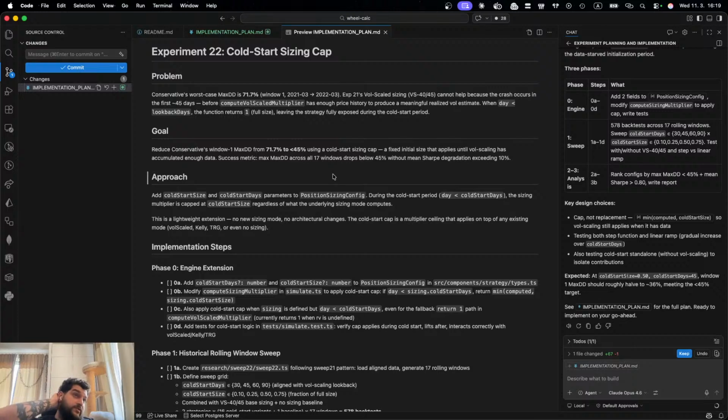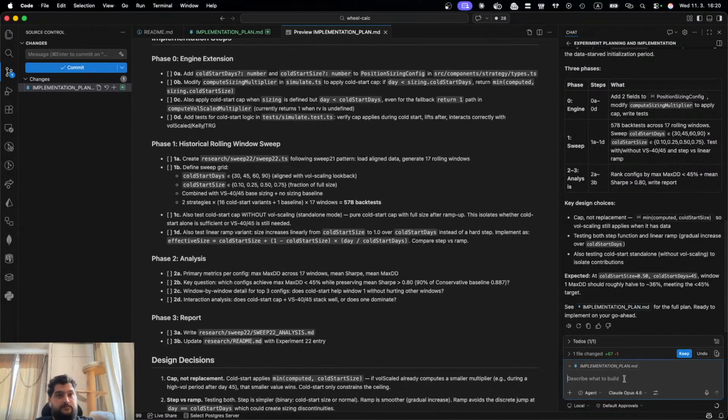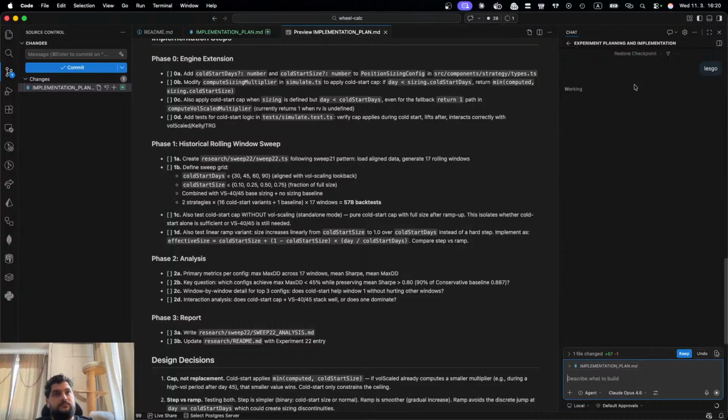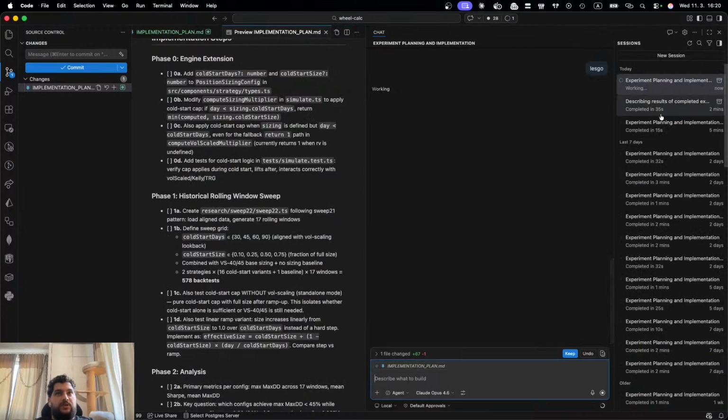Okay, the goal is to reduce the conservative window max drawdown from 71% to 45% using a cold start sizing cap, a fixed initial size that applies until volatility scaling has accumulated enough data. The approach uses cold start size and cold start days parameters in the position sizing config during the cold start period. The sizing multiplier is capped regardless of what the underlying sizing mode computes. Okay. What else can we do?